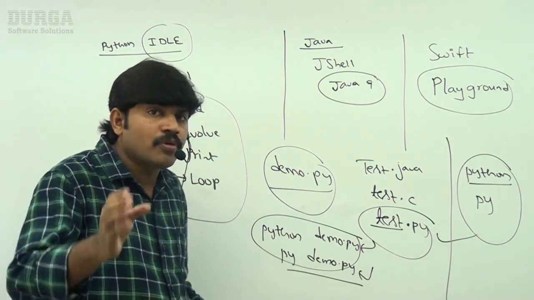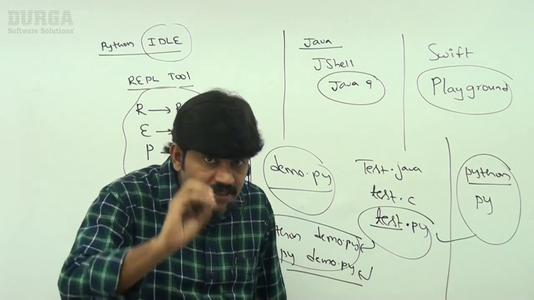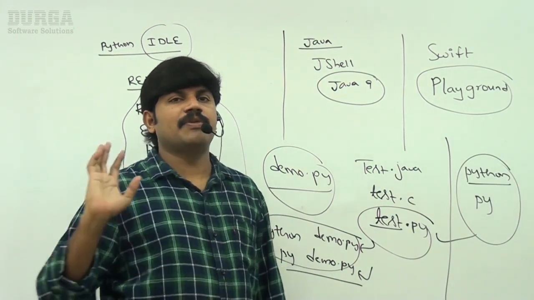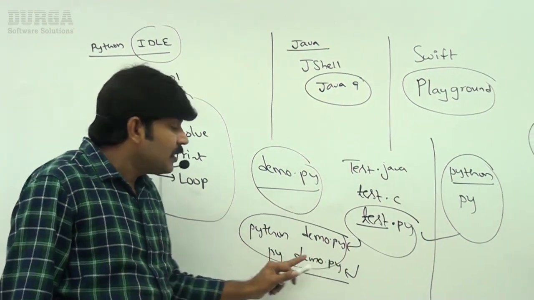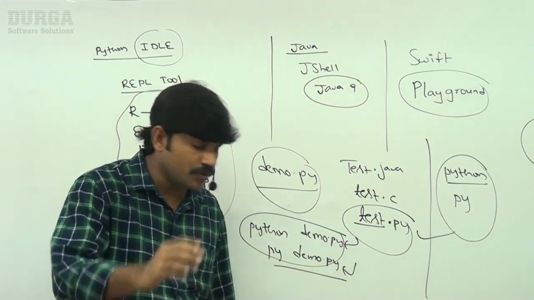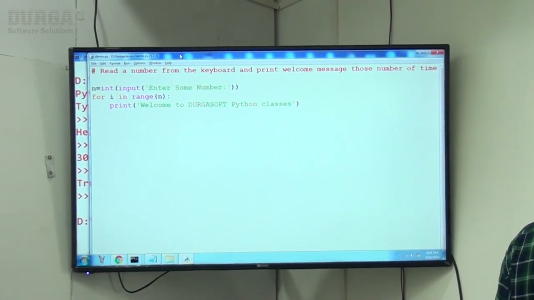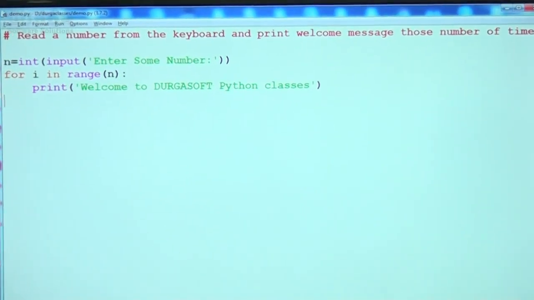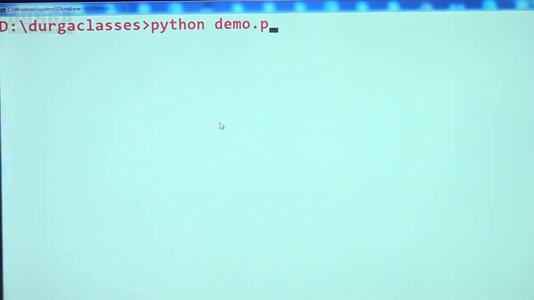Whatever demo.py file we wrote by using Python IDLE, is it possible to execute it directly from the command prompt or not? Yes, this is the command we require to use: Python demo.py or py demo.py. Observe carefully, sir. Python IDLE I developed, sir. Now let me open the command prompt. Now I am in d:\Durga class. Yes, sir, what is the command I require to use? Python demo.py. Enter some number, 3.